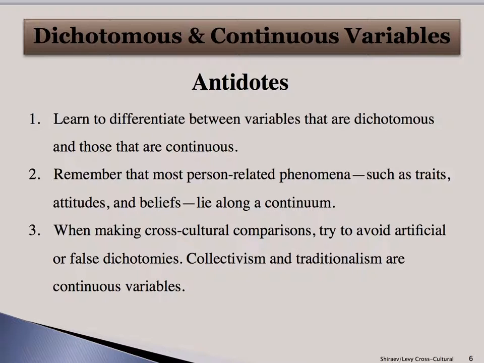The book offers what they call antidotes to navigating dichotomous and continuous variables in research. So the first thing is to learn to differentiate between variables that are in fact dichotomous and those that are continuous. And remember that most person-related phenomena such as traits, attitudes, and beliefs are going to lie along a continuum. When making cross-cultural comparisons, it's important to try to avoid artificial or false dichotomies, which can oftentimes be easy to do, but collectivism and traditionalism are actually continuous variables and are not actually polar opposites that are mutually exclusive.